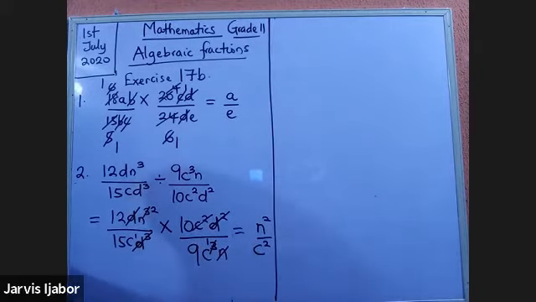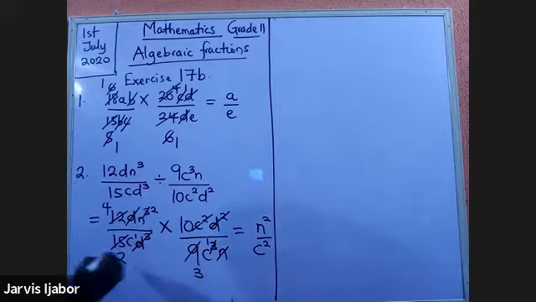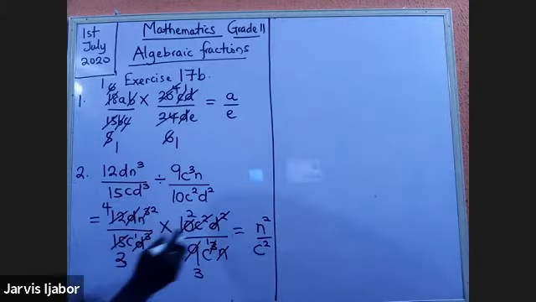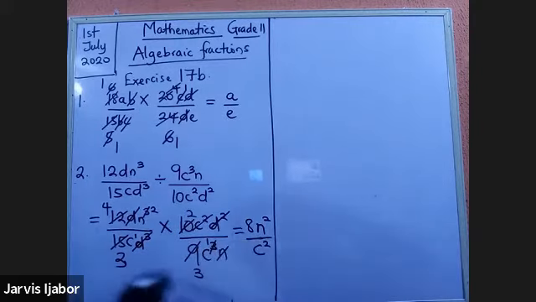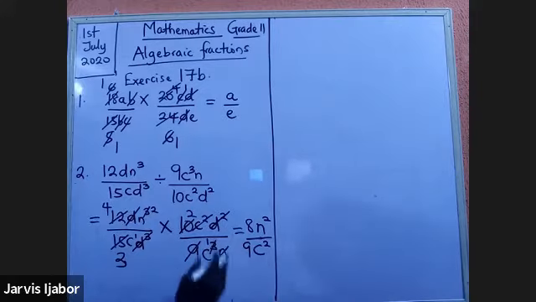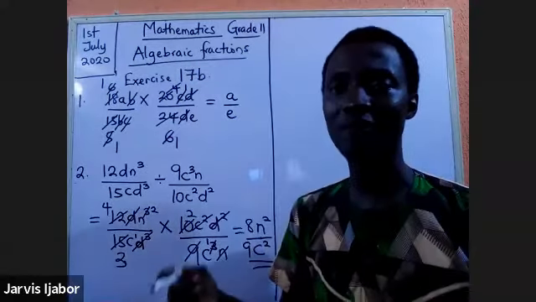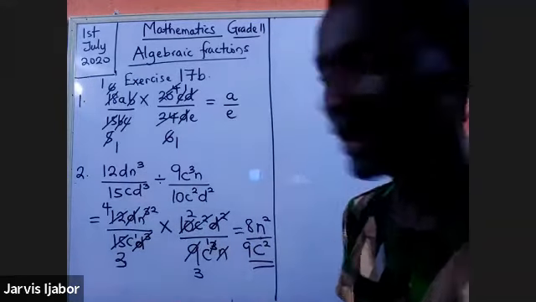The next thing I do, I try to cancel out the terms. If I cancel with 3, I will have 3 here. If I cancel with 3, I will have 4 here. If I cancel with 5, I will have 3 here. If I cancel with 5, I will have 2 here. So this will be 4 times 2, which will give me 8, over 3 times 3, which will give me 9. And as such, I have 8n squared over 9c squared. Once I'm through with this is what the final answer will look like. Like I always say, your duty is to solve and check whether what I have gotten as my answer is correct.